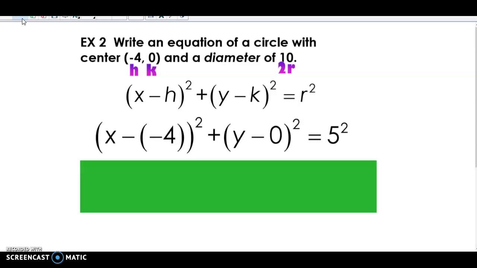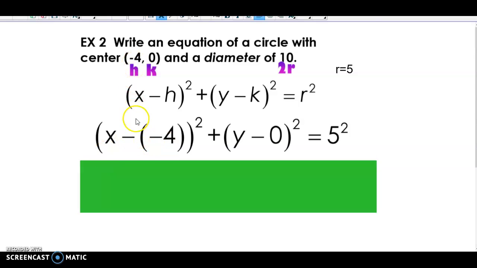We're going to write an equation of a circle with center at -4, 0, and a diameter of 10. So we've got to remember that the diameter is twice that of the radius. So if the diameter is 10, that means that the radius is going to be equal to 5. So we have our h, we have our k, and we have our r. We start off with x minus h squared plus y minus k squared equals r squared. When I put in the -4, I got x minus -4 squared plus y minus 0 squared equals 5 squared.